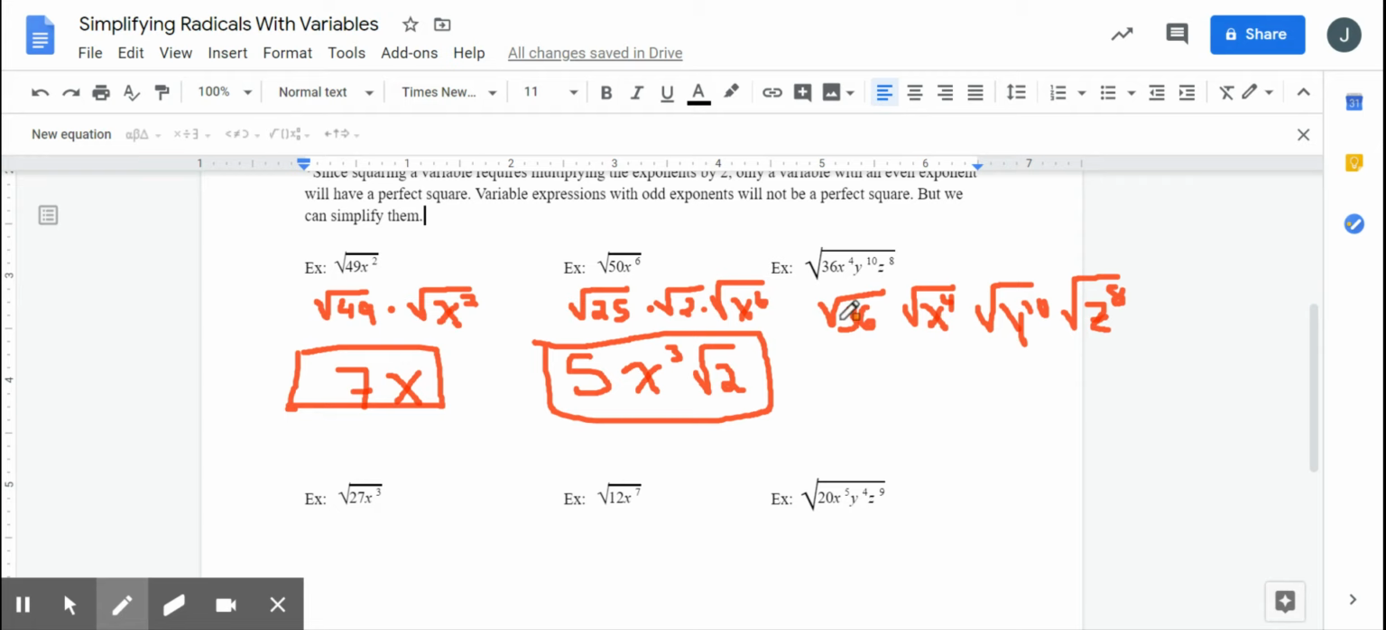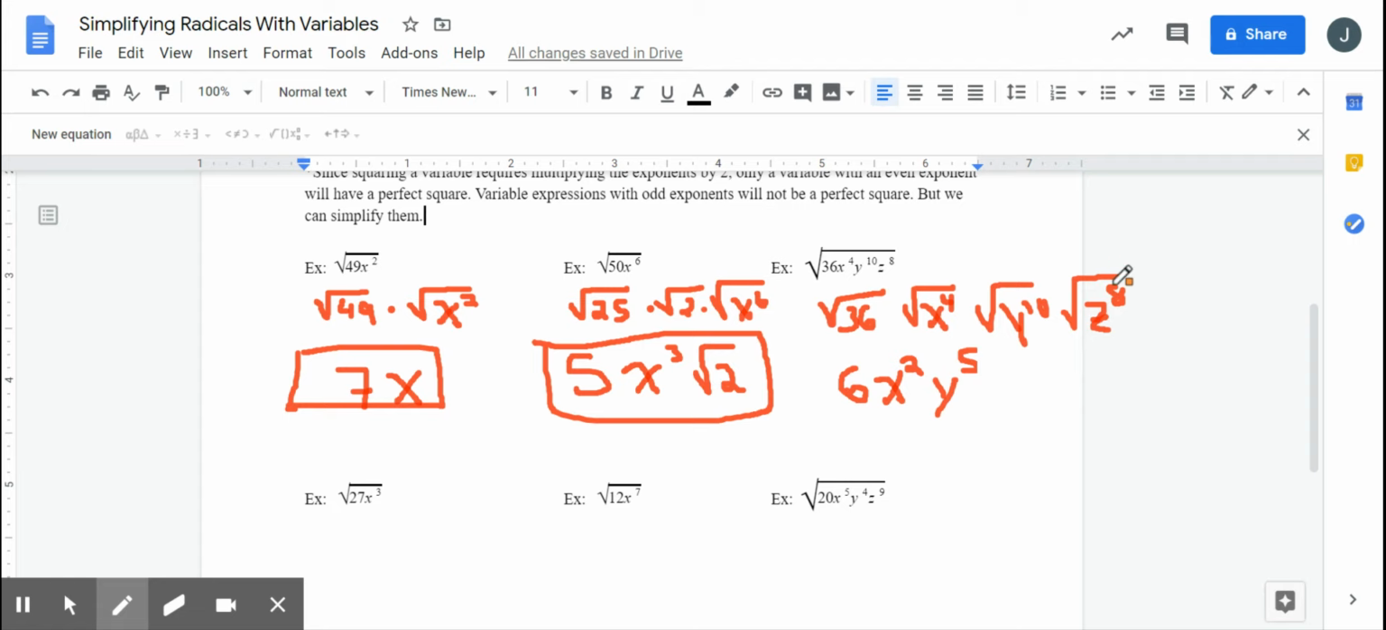Okay, so the square root of 36 we can take. It's going to be 6. The square root of x to the 4th we can take because it's an even exponent. 4 divided by 2 is going to be 2. So x squared would be the square root of x to the 4th. Now, the square root of y to the 10th we can take because the exponent is even. 10 divided by 2 is going to be 5. So the square root of y to the 10th is going to be y to the 5th.